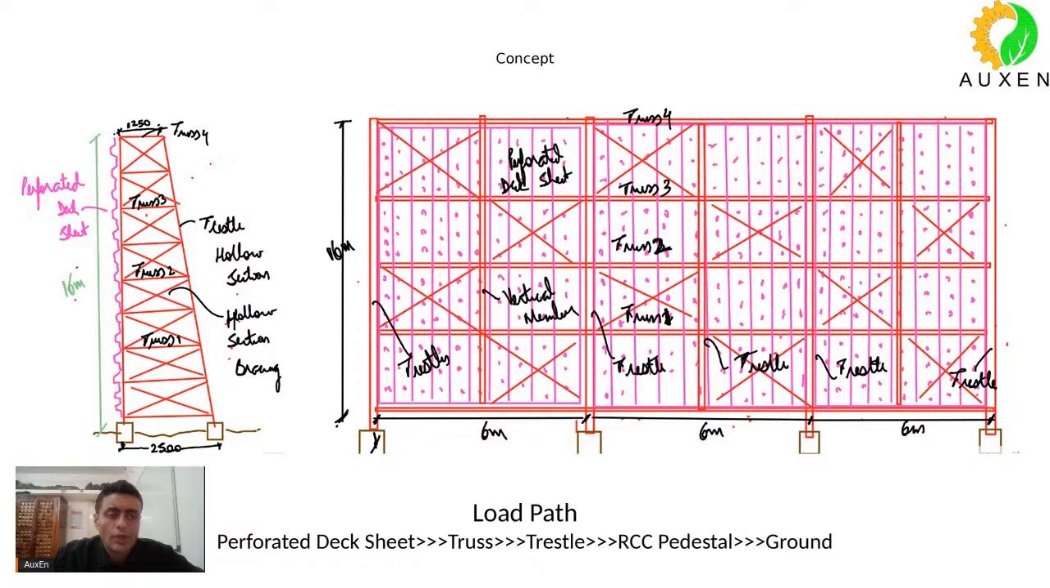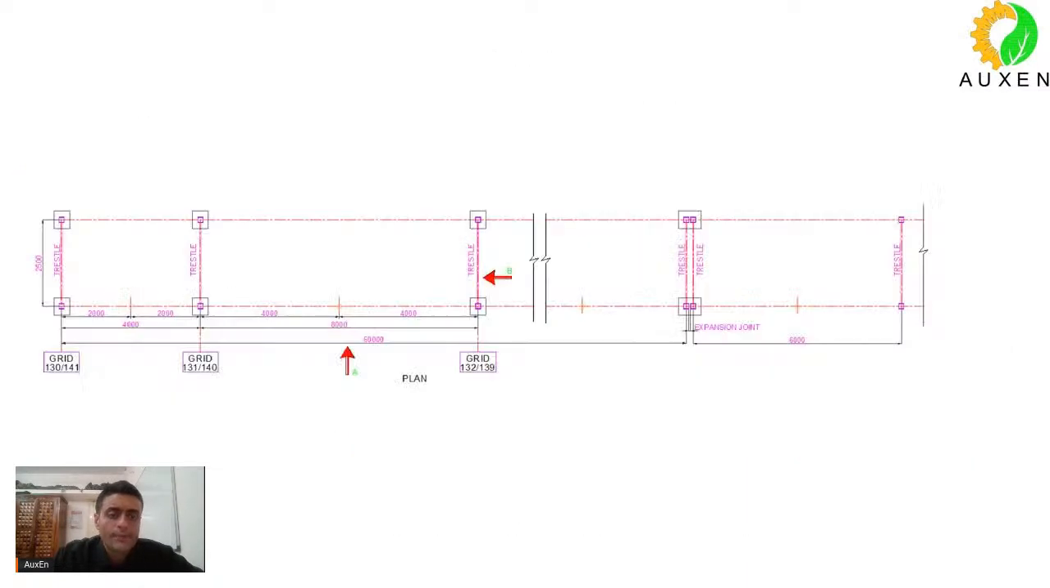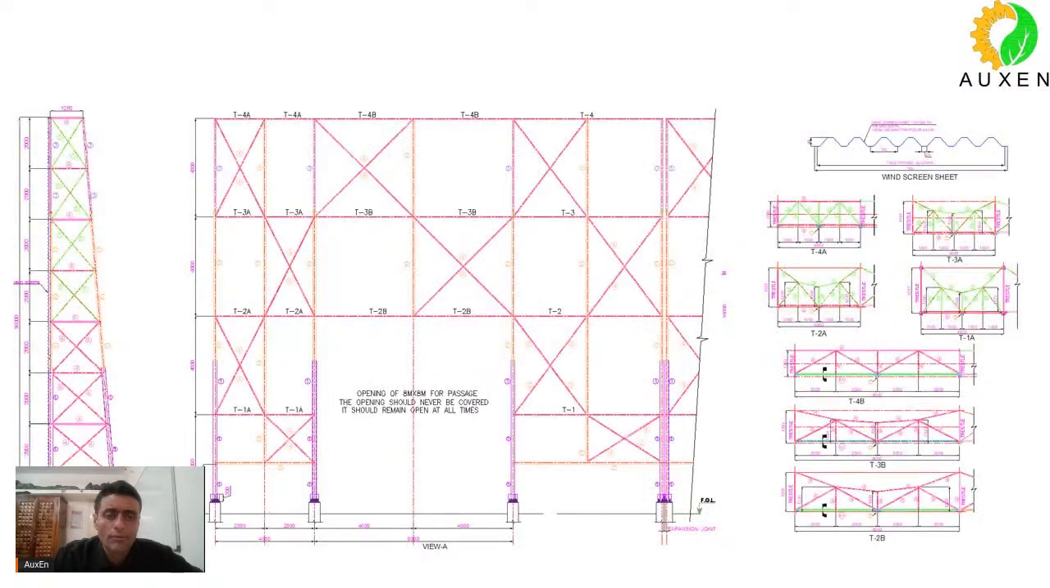So the load first comes on the deck sheet. From the deck sheet, it travels to the truss. From the truss, it will travel to the trestle. From the trestle, it will go down to the RCC pedestal and ground. Okay. So this is how we did it. And we used hollow sections. This is a drawing that I'm trying to show you, the drawing that we prepared.